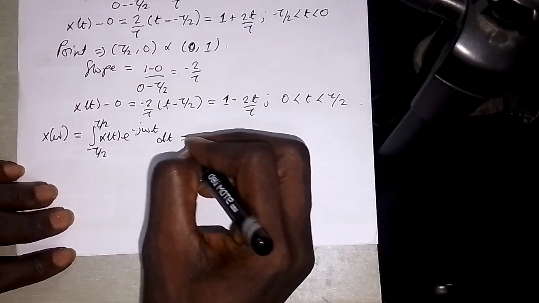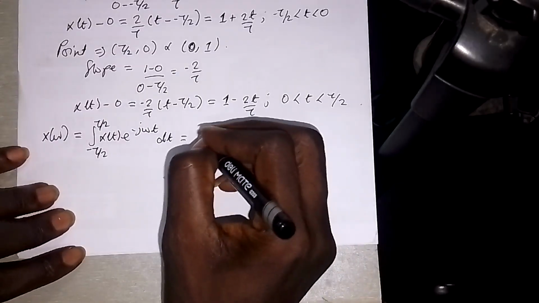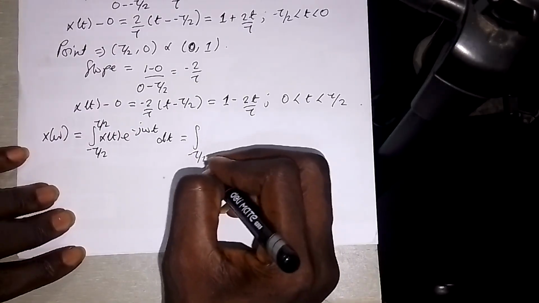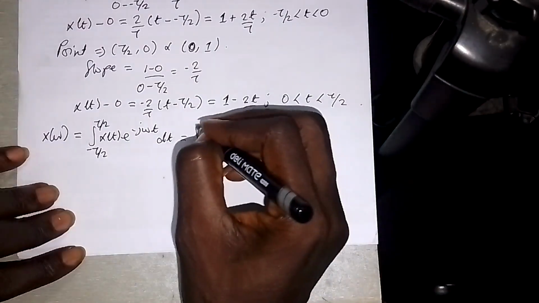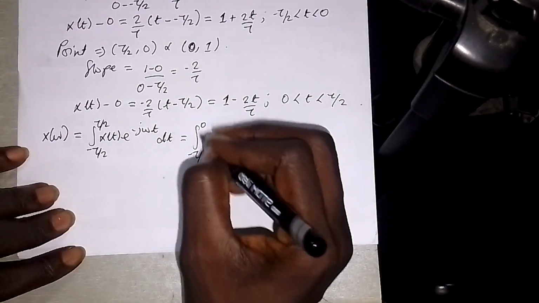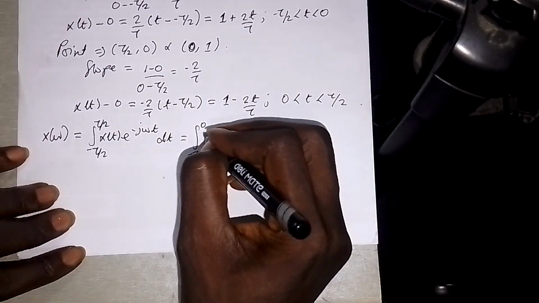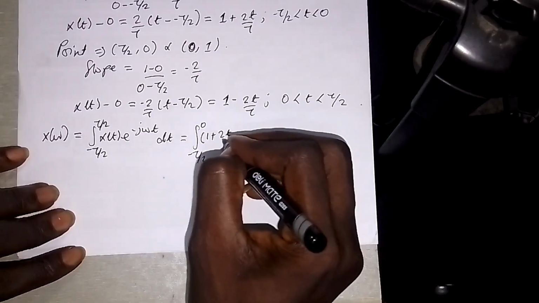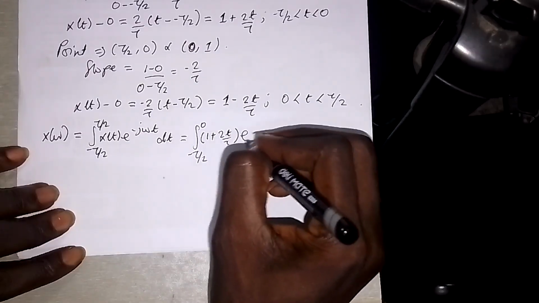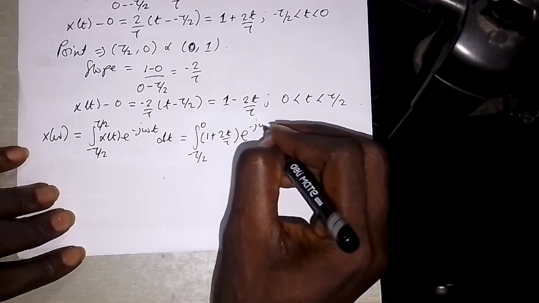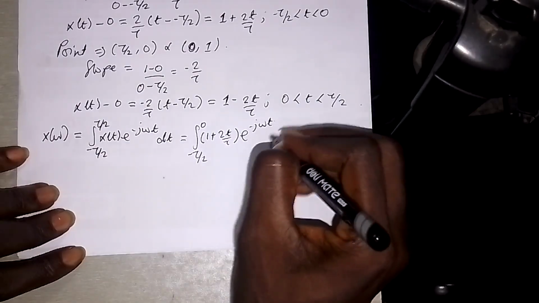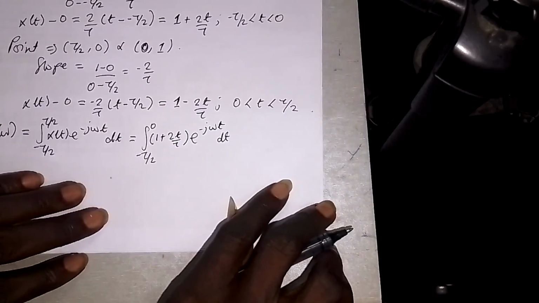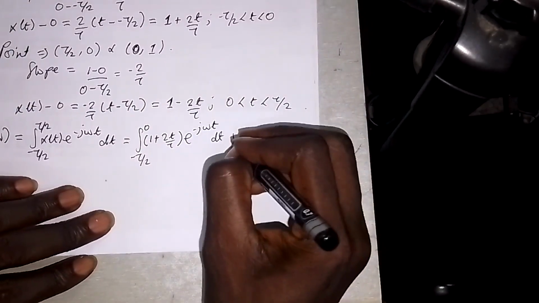But here is the case whereby I know my x(t). So the first equation is for minus tau on 2 to 0. What is that equation? We got 1 plus 2t on tau, into e to the minus j omega t dt. Okay. And then the second equation, we got what?